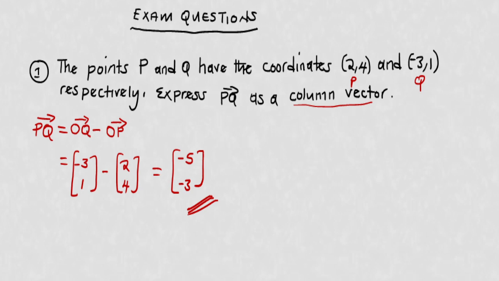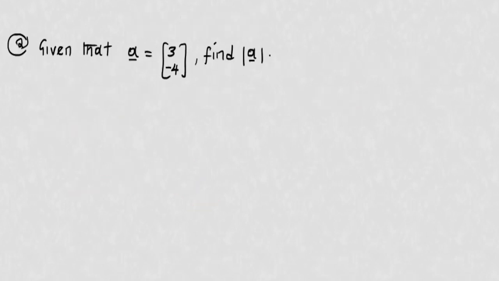Okay. Now that that has been done, I want us to look at another question that is going to help us cement our understanding. So that was question 1. We now look at question 2. Given that the vector A is the column vector (3, -4), find the modulus of A. What do they want us to find? When you see A has been put in a modulus, it simply means they want you to find the magnitude of a vector.